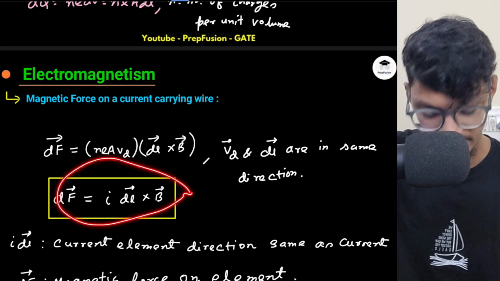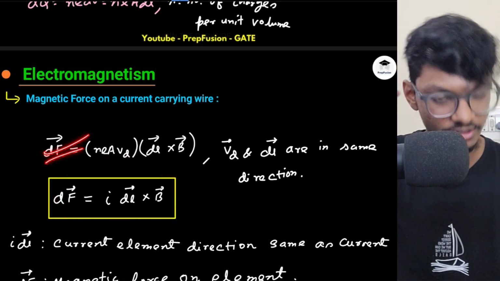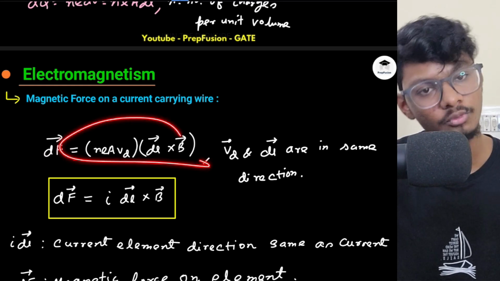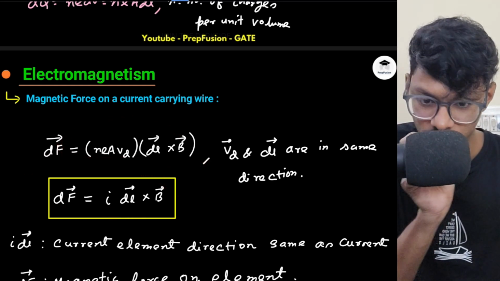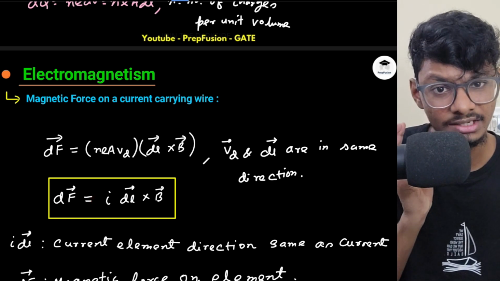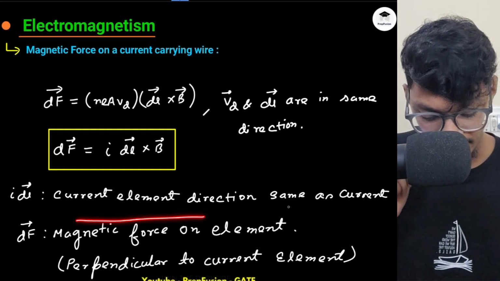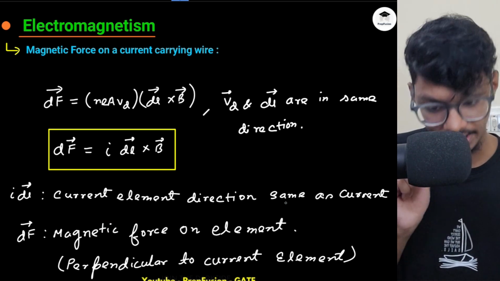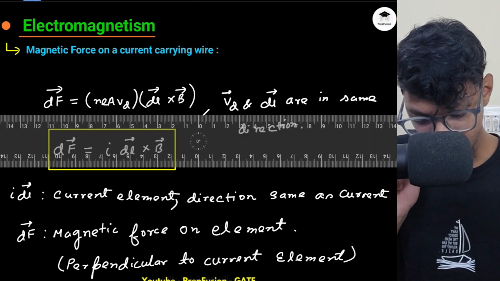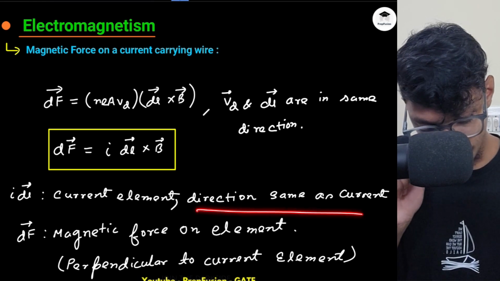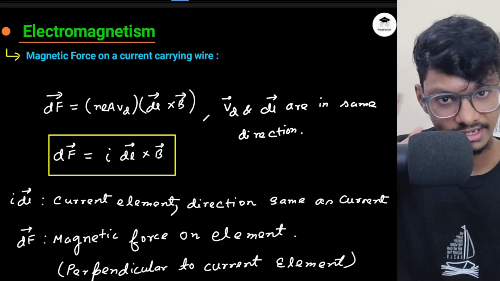Why is my small force I DL cross B? How does it come? That I want to explain. That's why I derived it, because this is not important. The main important portion is this: the small force on a current carrying element will be I DL cross B. What is this I DL? It is known as the current element, and its direction will be the same as the current. Whatever the direction of current is, that is the direction of the current element I DL.